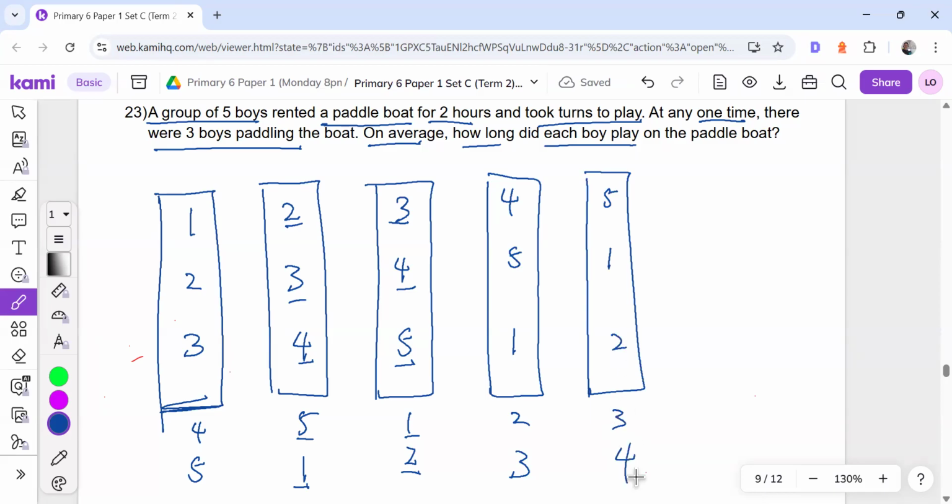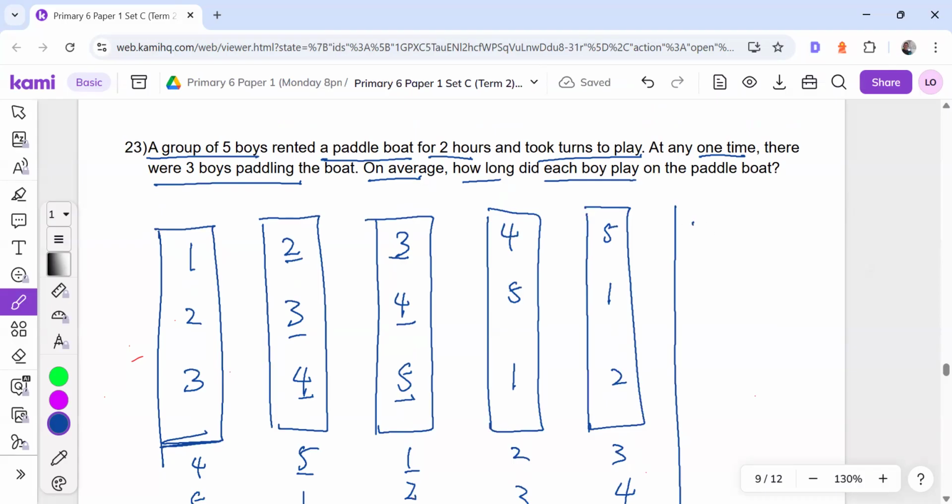Okay, now do you realize that everybody has a chance to play already? After you draw this diagram, everybody has a chance to play. Everybody also has equal time to rest. So how many games are there altogether? There are 5 games altogether, and they play altogether 2 hours, which is 120 minutes. So you take 120 minutes, go and divide by 5 games. That will give you one game, which is 24 minutes.